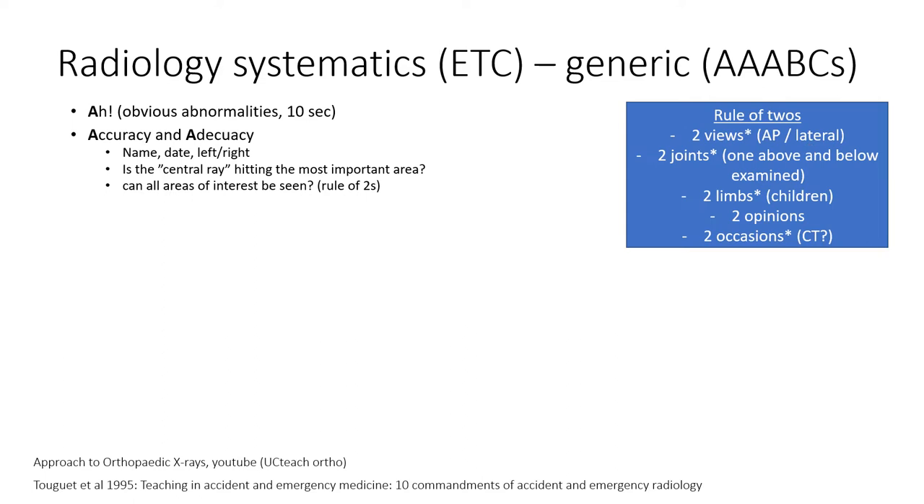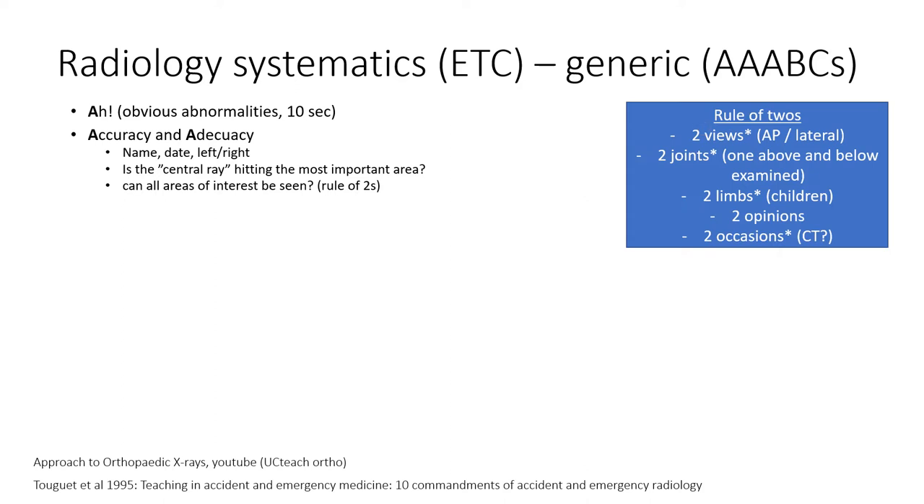Are there two views? So is there an AP, an anteroposterior view, and a lateral view? There must be at least two views. Usually we'll have more. We'll have an oblique view or some special views. We'll go into that, but usually it's those. Because if an injury is spotted in just one view, we should think twice to call it. It has to be seen in both views.